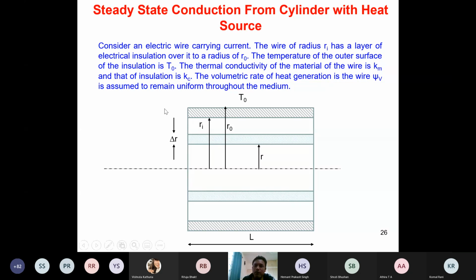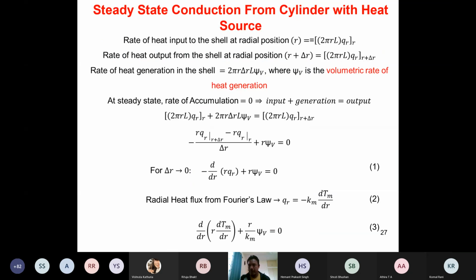As we were discussing, in this case not only is the heat transfer area varying along the radial direction, but there is also a heat generation term. So clearly we need to make a shell balance. So let's look at the heat balance across the shell.